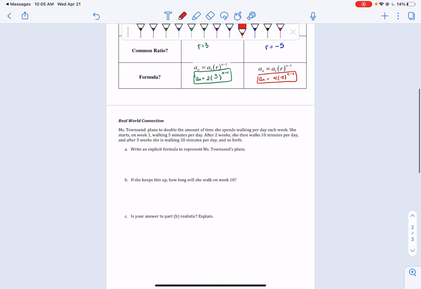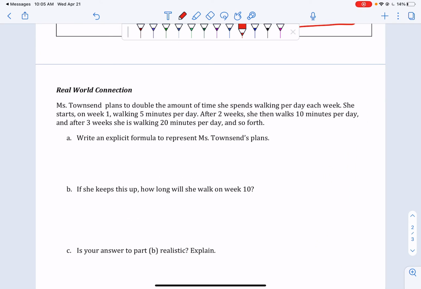All right, let's look at this real-world connection. Miss Townsend plans to double the amount of time she spends walking per day each week. She starts on week 1 walking 5 minutes per day. After 2 weeks, she then walks 10 minutes per day. And after 3 weeks, she is walking 20 minutes per day, and so forth. Part A says write an explicit formula to represent Miss Townsend's plan to basically model her walk time.